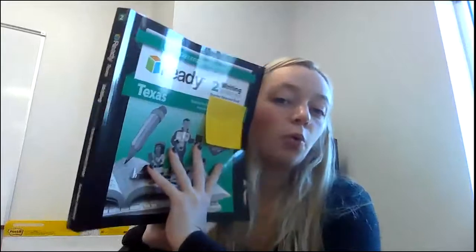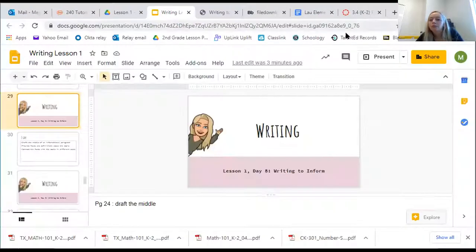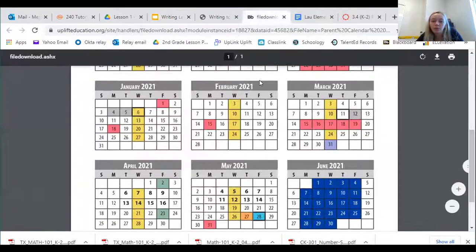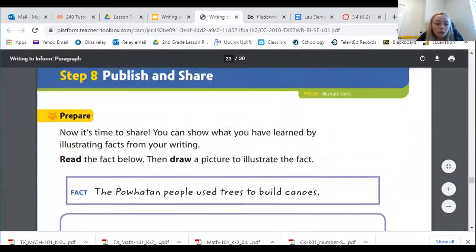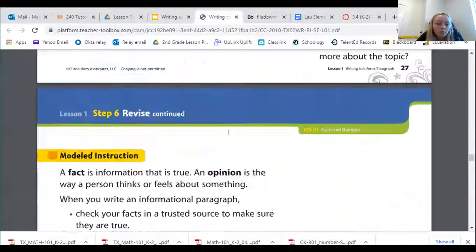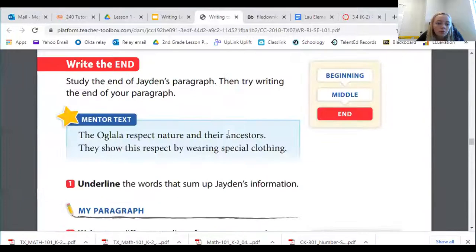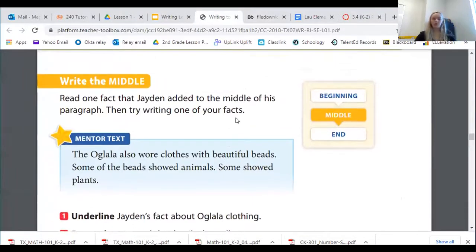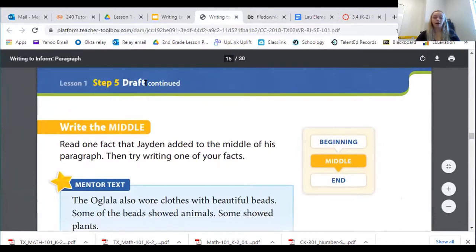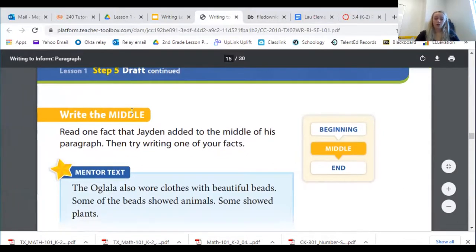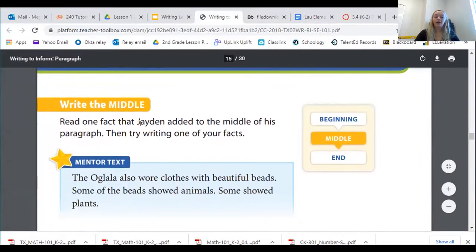So let's open up our iReady books to page 24. I'll show you what that looks like. Page 24. It looks like this. It says step 5, draft continued. Write the middle. Read one fact that Jaden added to the middle of his paragraph. Then try writing one of your facts.